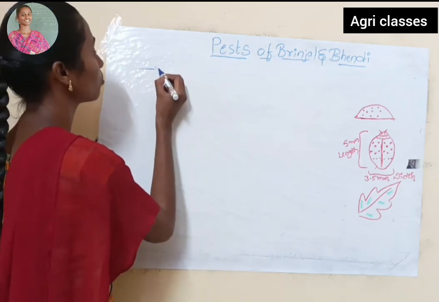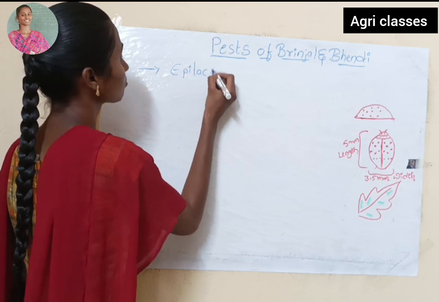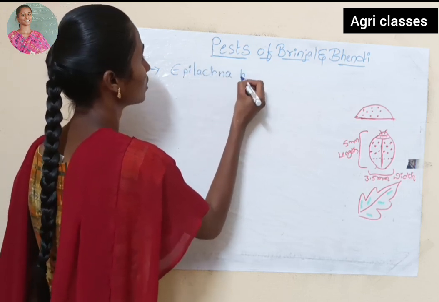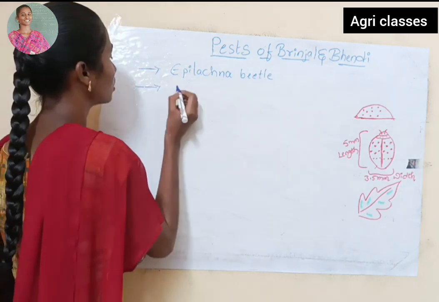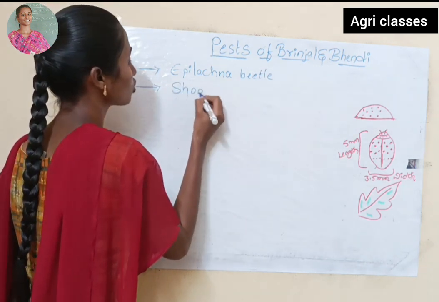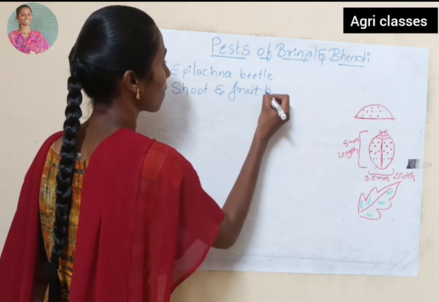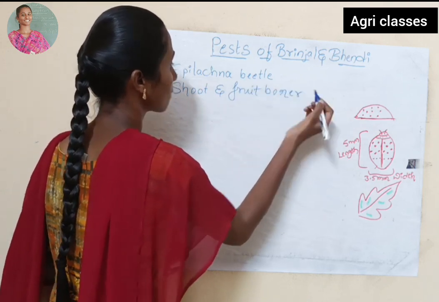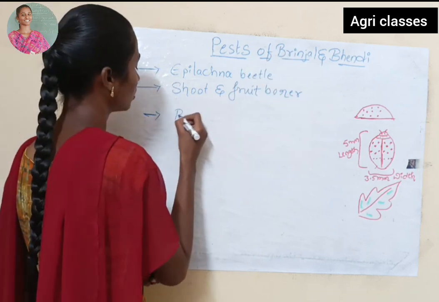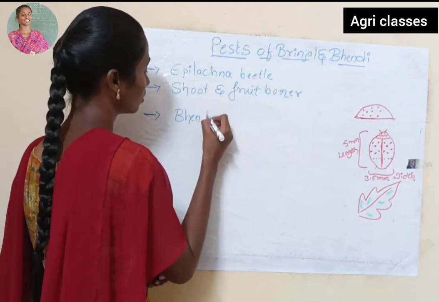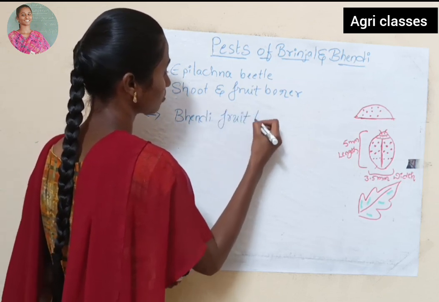So main pests of brinjal are Epilachna beetle, then shoot and fruit borer, brinjal shoot and fruit borer. In bhendi, major pest is bhendi fruit borer.